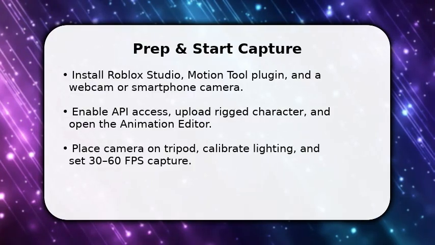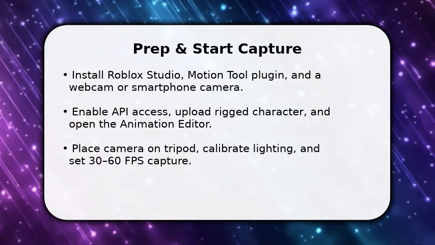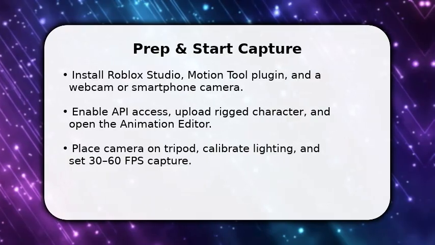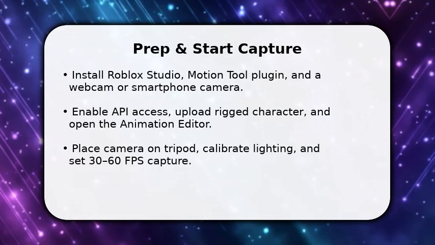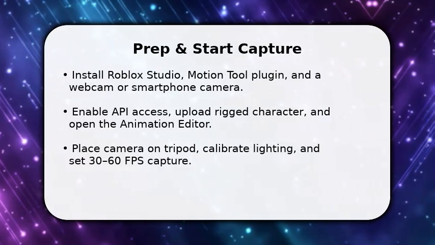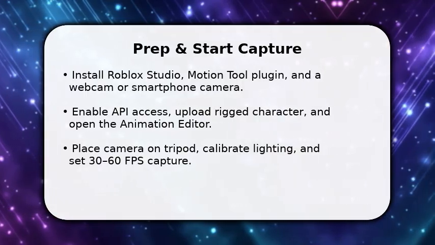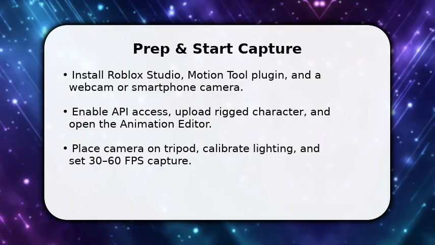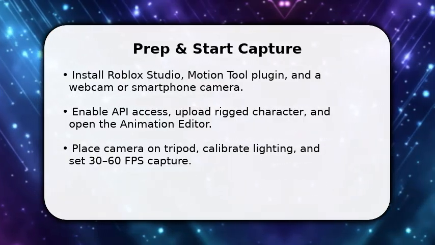You begin by making sure your tools are ready. Roblox Studio, the motion tool plugin, and a stable camera. Connect your camera or phone, then enable API access in Studio so animations can be imported. Once done, open your character's rig in the animation editor and create a new animation file. Make sure your capture frame rate is set to 30 to 60 FPS for smooth retargeting.